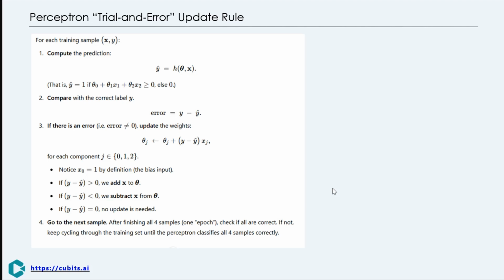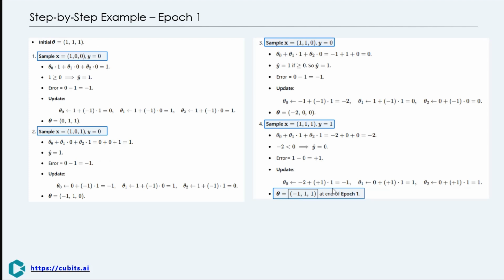Let's go through an example to see how this works. Let's start with the initial theta as 1, 1, 1. We'll look at the first input sample 1, 0, 0. For sample 1, 0, 0, we are supposed to get the output y equals 0. We compute theta 0 plus theta 1 times x1 plus theta 2 times x2, and then we get 1. Since y hat, which is 1, is greater than the expected output, we are going to decrease the weight by the difference, minus 1. We do the same thing with theta 1 and theta 2. At the end of the first run with all 4 samples, we have a new set of weights, minus 1, 1, and 1. This is called epoch 1, that is, going through the data set once.